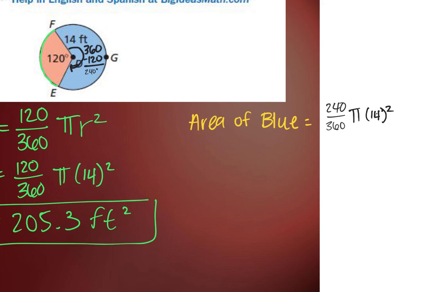And when we plug that into our calculator, we get 240 divided by 360 times pi, and then times 14 times 14.